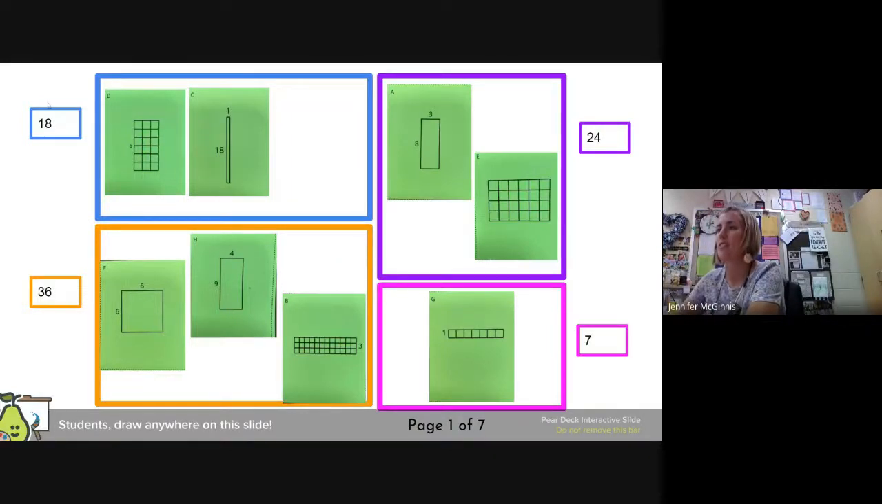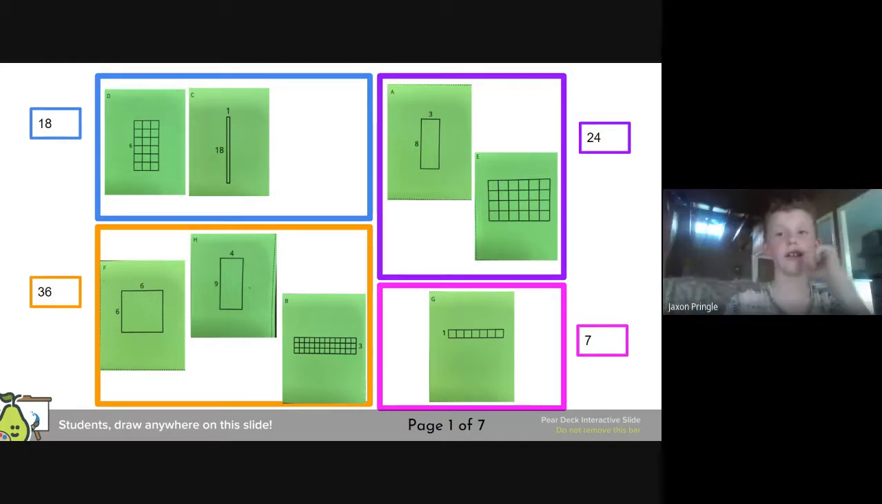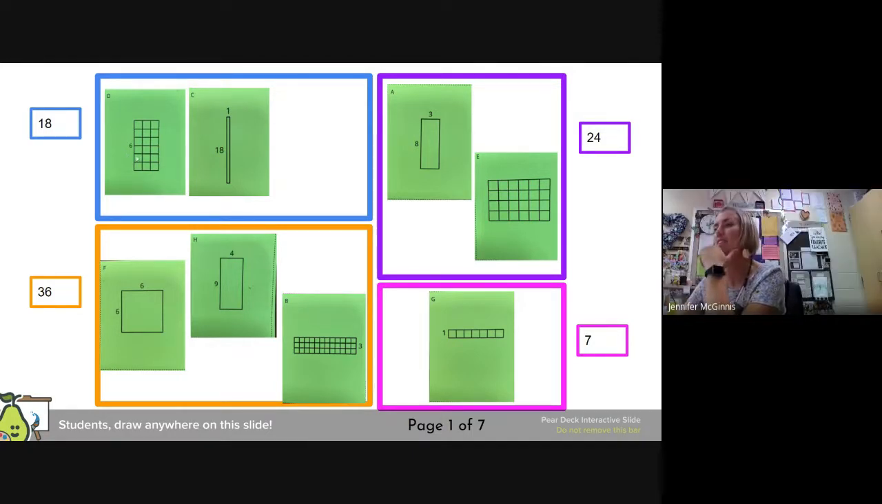Here are our sorted cards. We have the D and C together as 18. And how did we sort these cards? By area. Very good. We have these 2 cards together for 18. We have these 3 cards here together for 36. You guys tracking with me? We've got these 2 cards together for 24. And then we've got this 1 card all alone here for number 7.